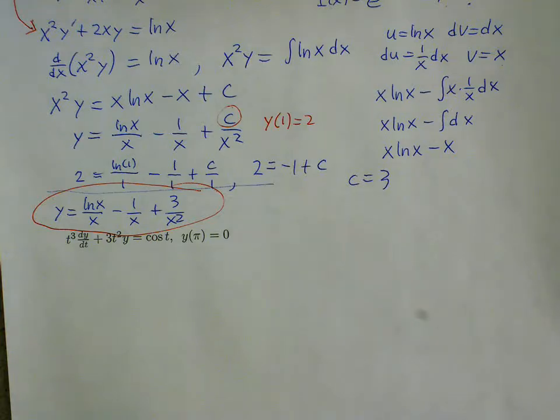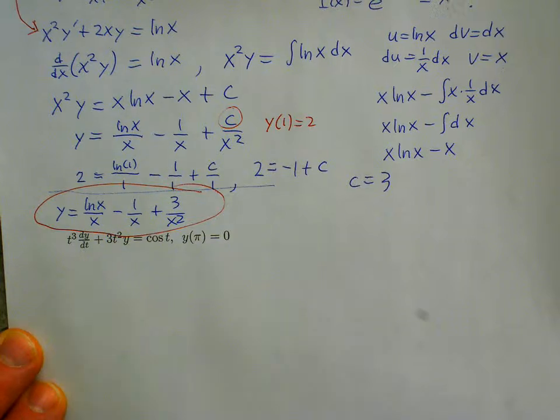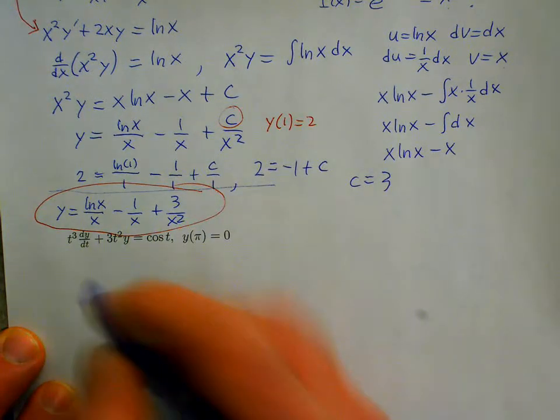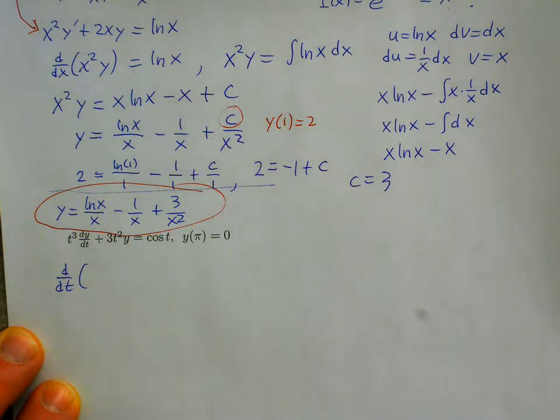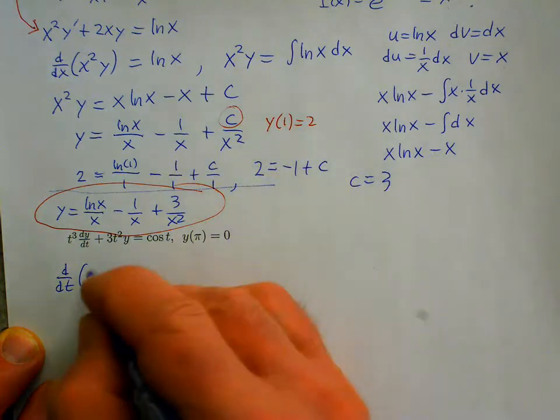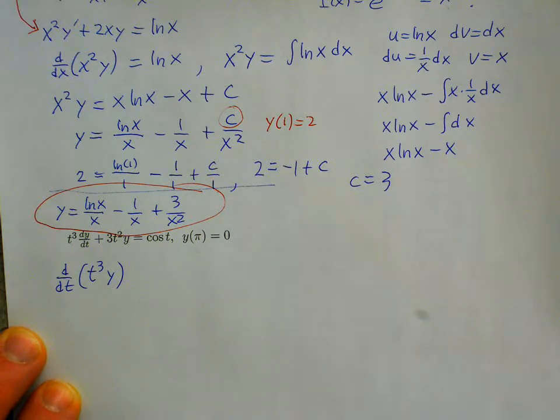Yeah, the question was, is the left-hand side already the derivative of a product of functions? The answer is yes. I was hoping no one would catch it so we could experience it once again, you know. But yeah, the left-hand side is the derivative of a function, of a product. So the derivative with respect to t of what function? T to the third y by the product rule, right?